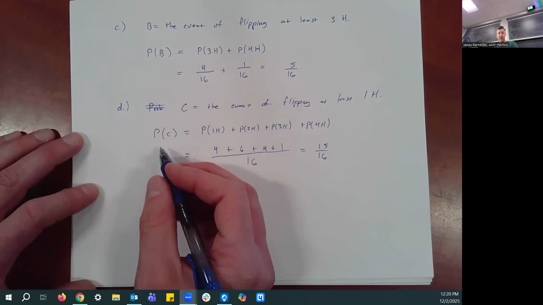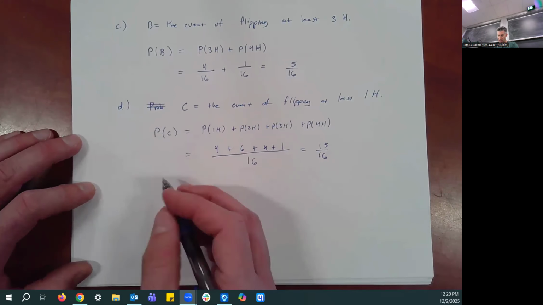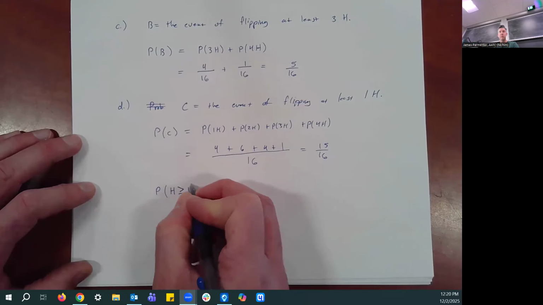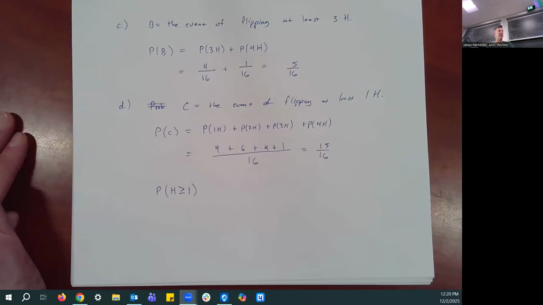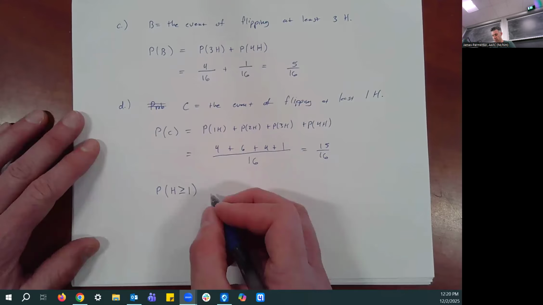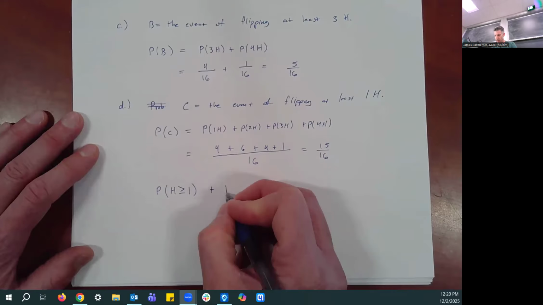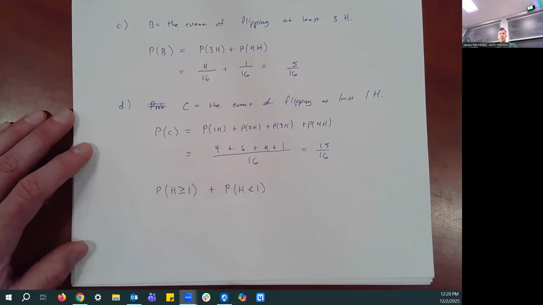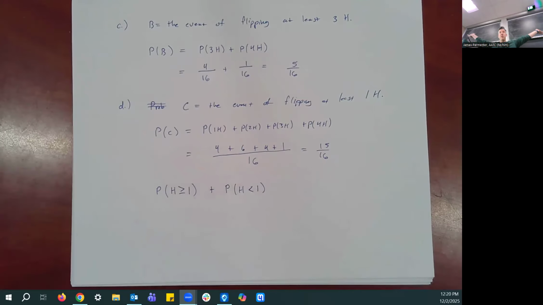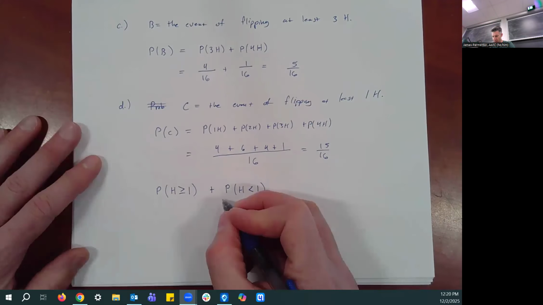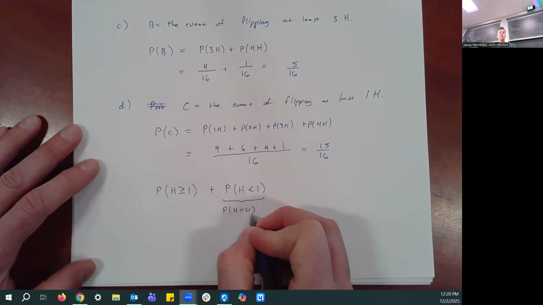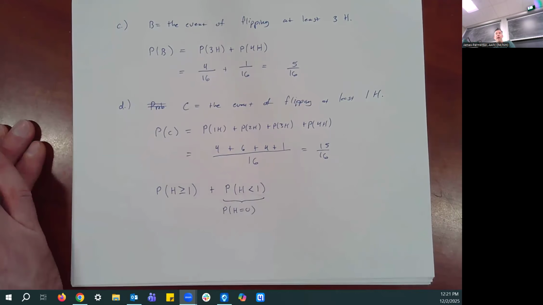So the way I might actually write this, instead of writing P of C, I might say the probability that the number of heads is greater than or equal to 1, right? I might just use that notation because it feels natural. Well, if I add that to the probability of the number of heads being less than 1, those are all the possibilities, right? Either you have less than one head or bigger than or equal to one head. By the way, the probability of getting less than one head is really the probability of getting 0 heads. That's the only way you can get less than one head.